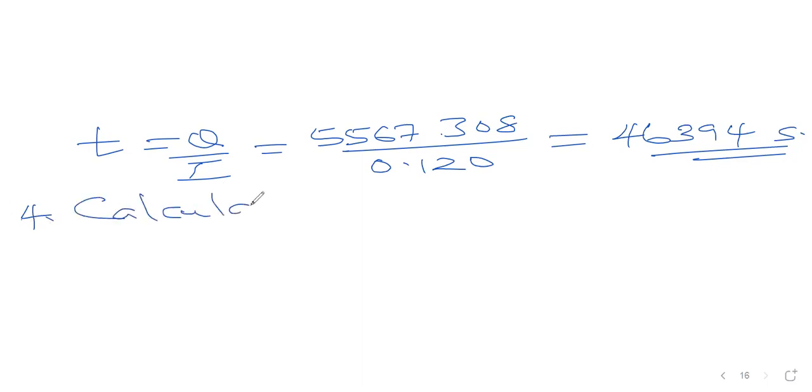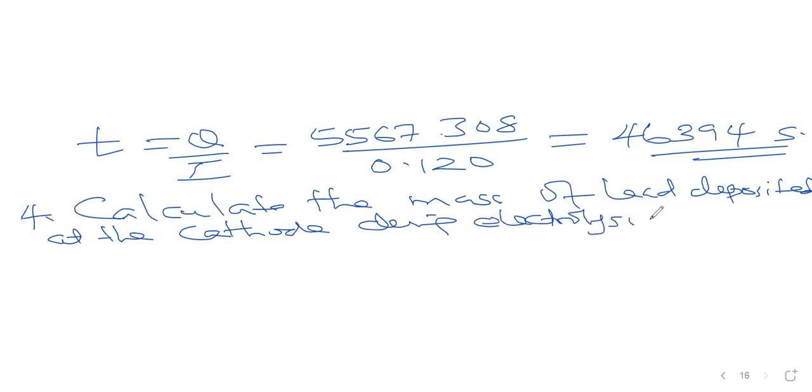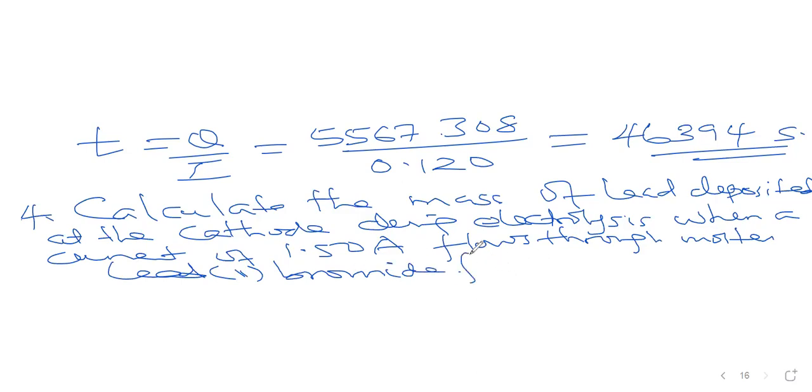It says, calculate the mass of lead deposited at the cathode during electrolysis when a current of 1.50 amperes flows through molten lead 2 bromide for 20 minutes. Lead is 207.